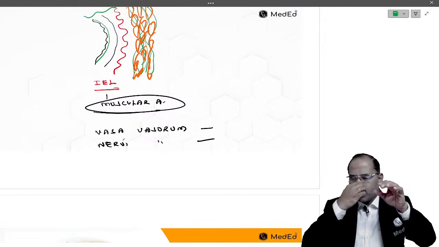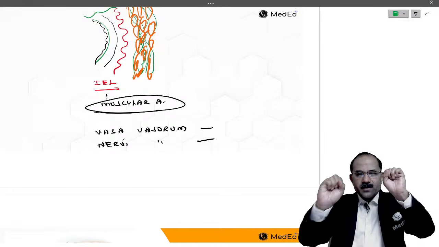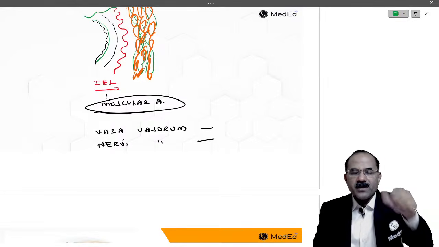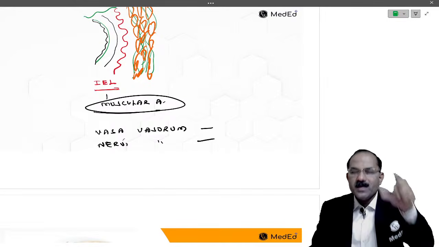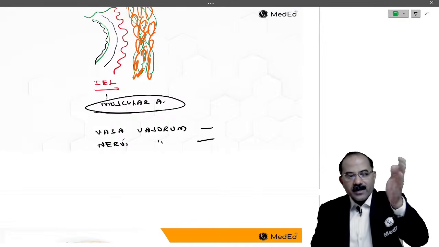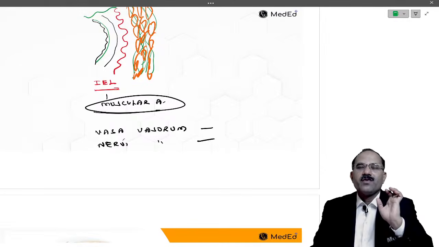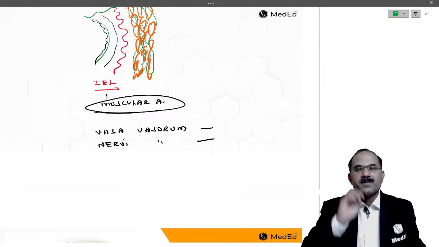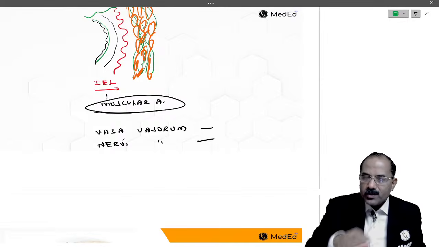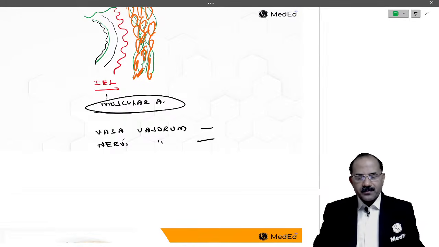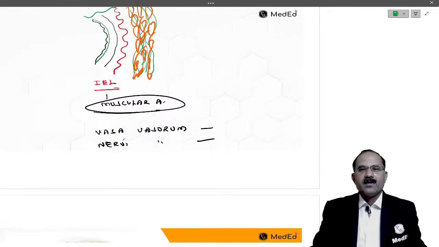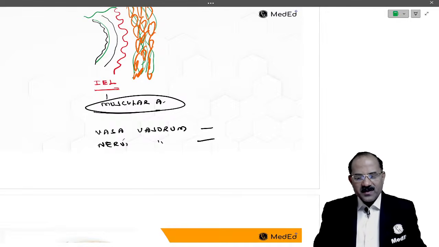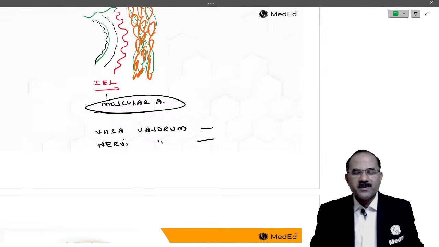So, clear? Once again, artery has three parts: tunica intima, tunica media, tunica adventitia. Tunica intima contains endothelium, which is simple squamous epithelium, subendothelial connective tissue, and internal elastic lamina, which is made up of elastic fibers. Tunica media of a muscular artery contains smooth muscles, elastic artery contains elastic fibers, and tunica adventitia contains vasa vasorum and nervi vasorum. Clear to all of you? So this is about histology. I hope these things are clear to you.